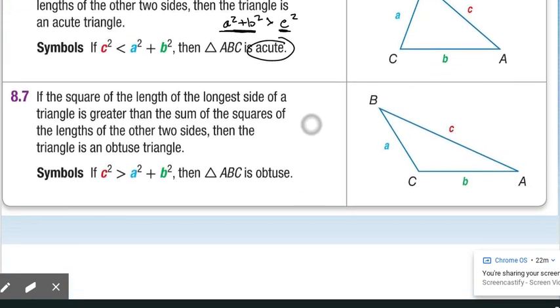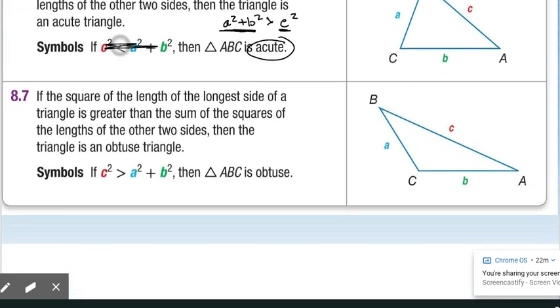Let me spin this around again. If we're doing a squared plus b squared, and we find that the 2 legs squared is smaller than the hypotenuse squared, then we know automatically it's an obtuse angle. So let's go ahead and look at a few of these types of problems.